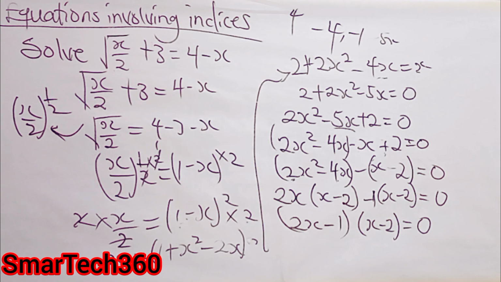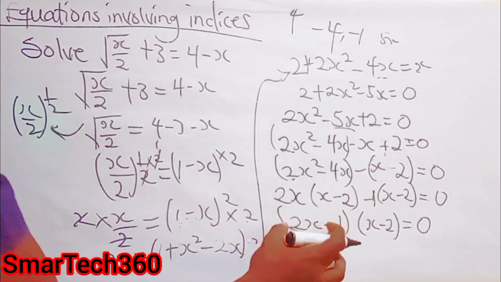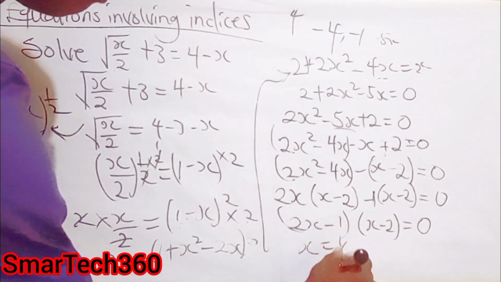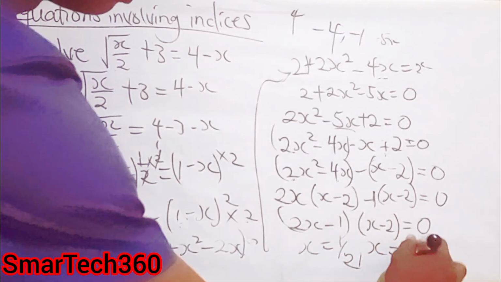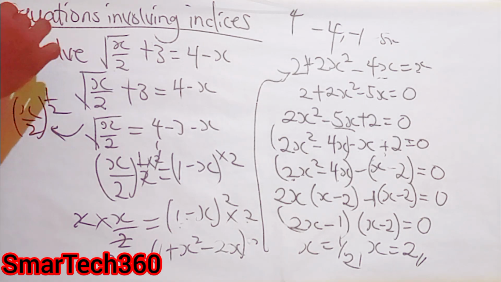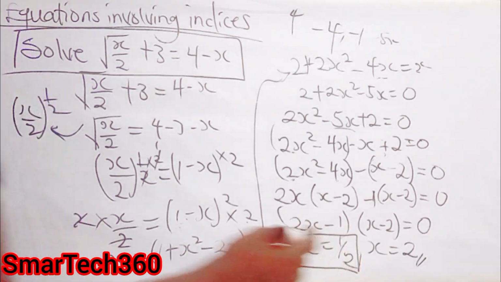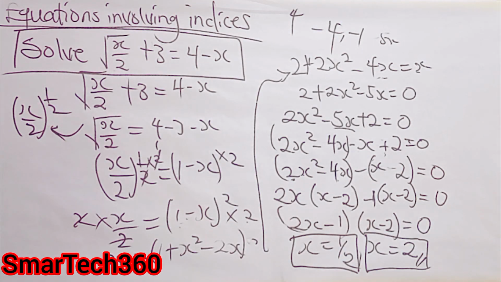Are you following? So from here, we equate this to 0 and equate this to 0. If we equate this to 0, we get x equal to 1 over 2. If you equate that to 0, we get x equal to 2. So the values of x from this equation are x equals 1 over 2 and x equals 2. And this is the solution for this question.